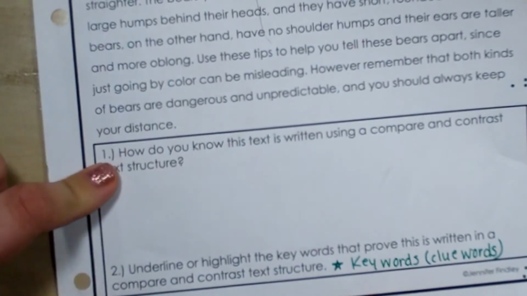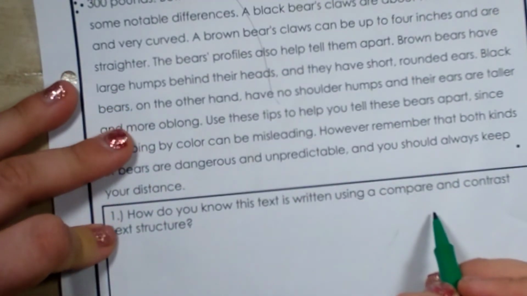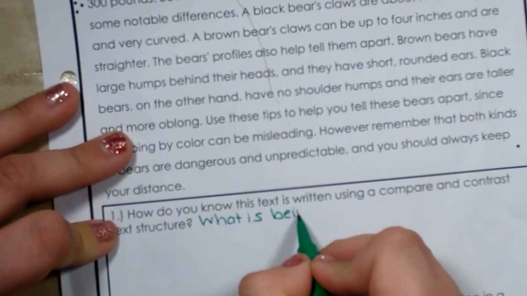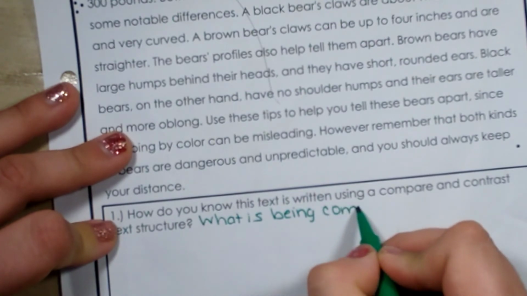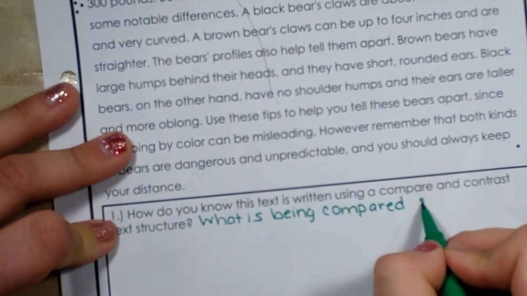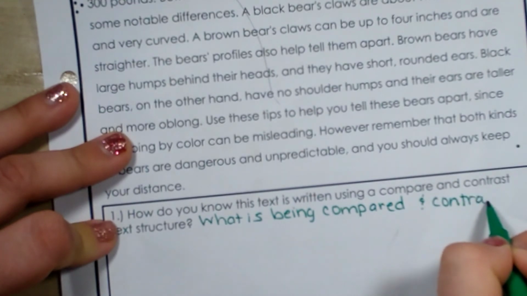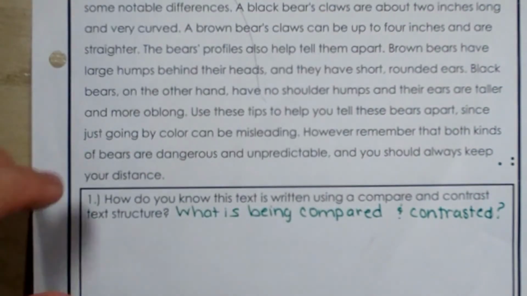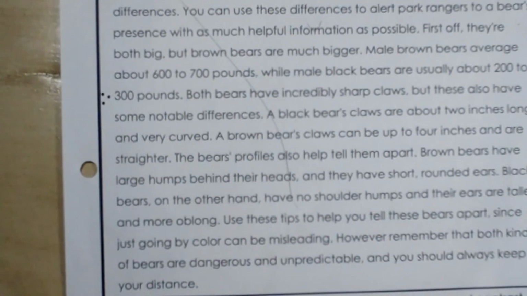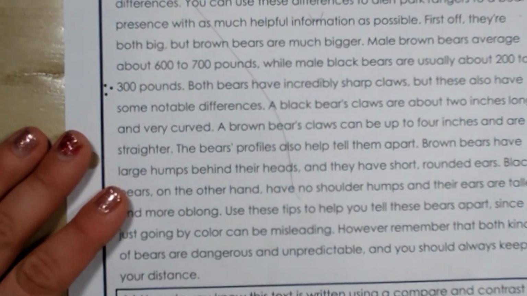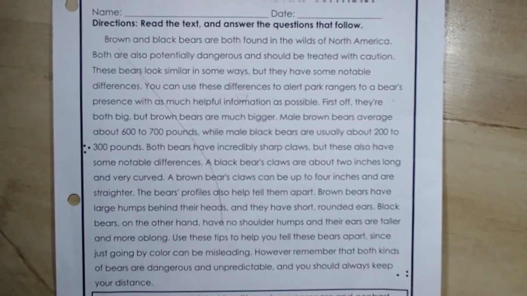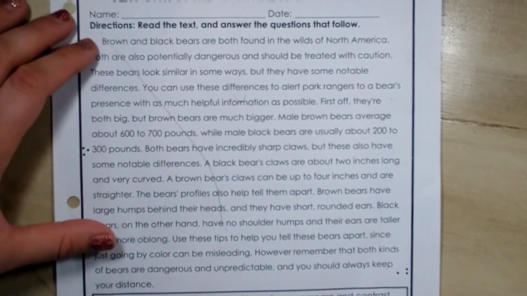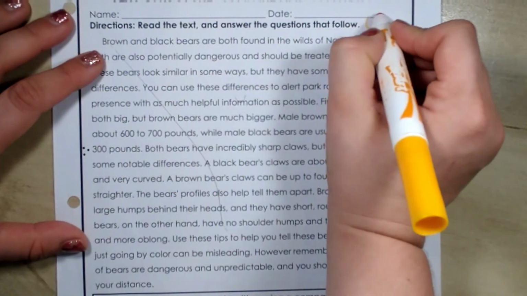Okay, how did I know? What are they comparing and contrasting here? What is being compared and contrasted? That's how you know, because this and this are being compared and contrasted. But I want you to read it. So we are going to read this together. Okay, let's read it to understand. And then you are going to reread it to find the answer to the questions. So this is our first time that we are reading it.